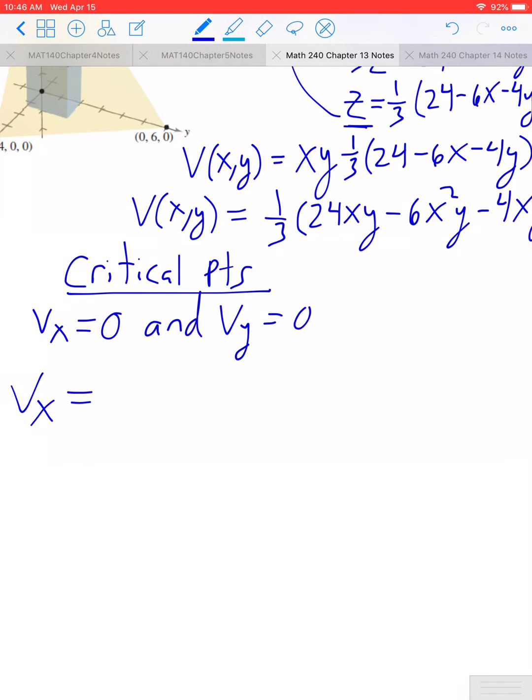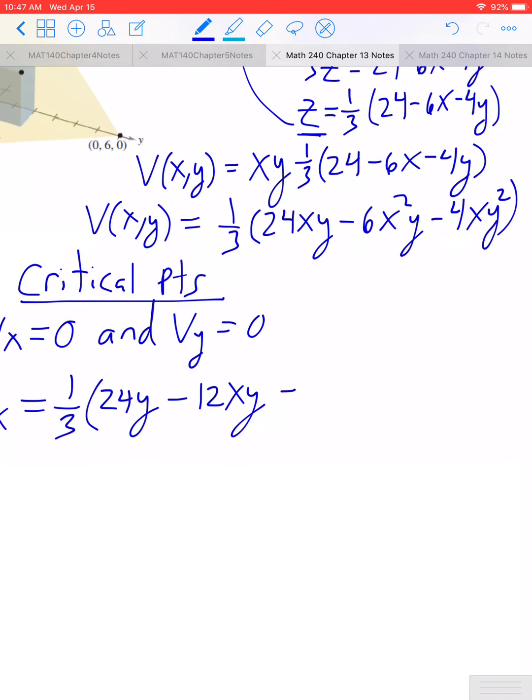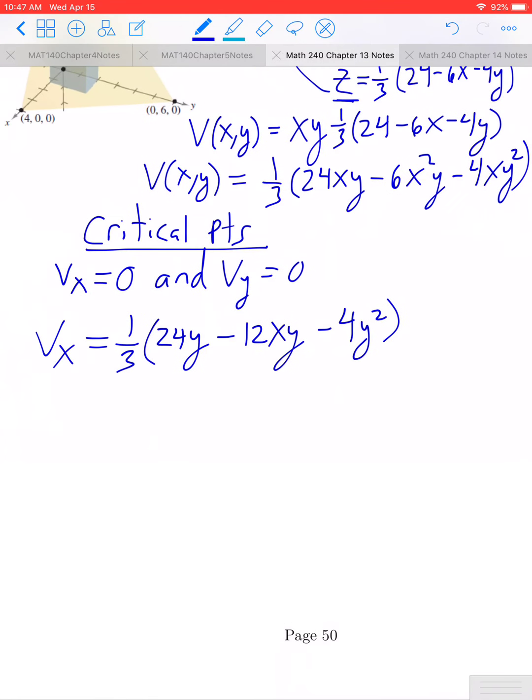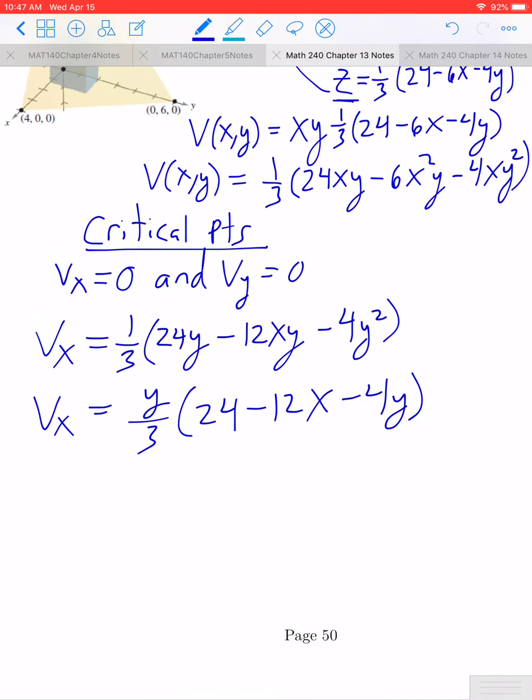If we take the partial with respect to x, we would see that Vx is going to be equal to, we have a constant multiple of 1/3. So when we take the partial with respect to x, we're holding y constant. This is going to give us 24y minus 12xy minus 4y squared, which we can rewrite a little bit more. Each term on the inside has a common factor of y, so we can pull that y out. So we would have y divided by 3 times 24 minus 12x minus 4y.